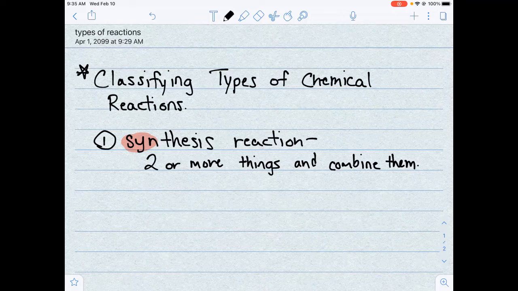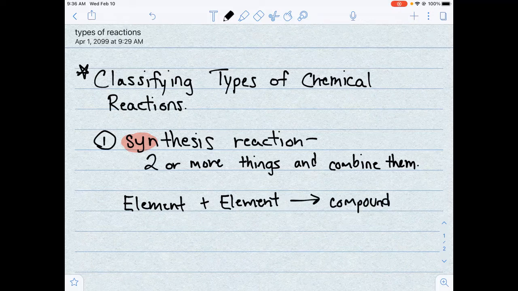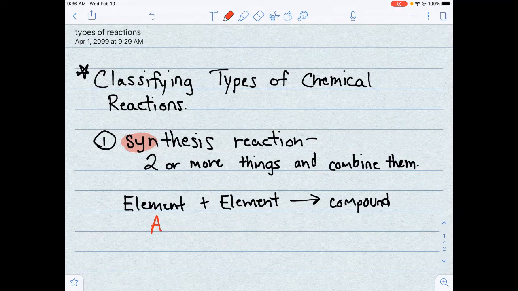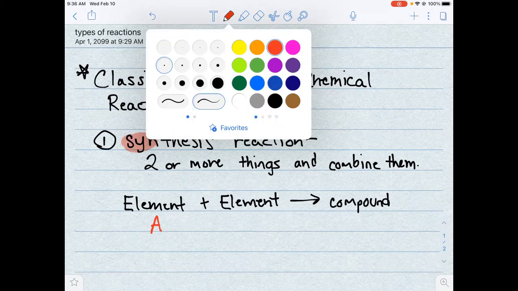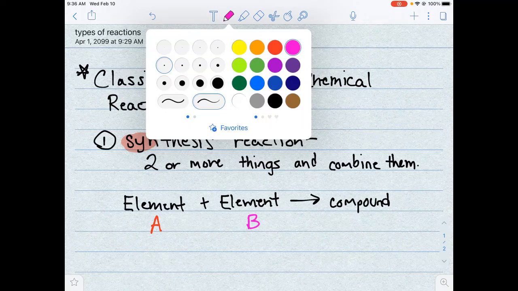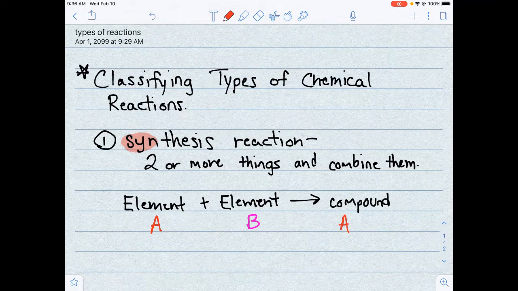So typically what you will see, although not always, is some sort of element and some sort of element, and you end up combining those to make a compound. If I were to give you a generic example, let's say we have element A, there is no element A in the periodic table, and then element B, and there is a B in the periodic table, but we're not talking about boron. These are just substitutions for generic elements. If I took those 2 things and put them together, I would get a compound which would have both A and B in it.